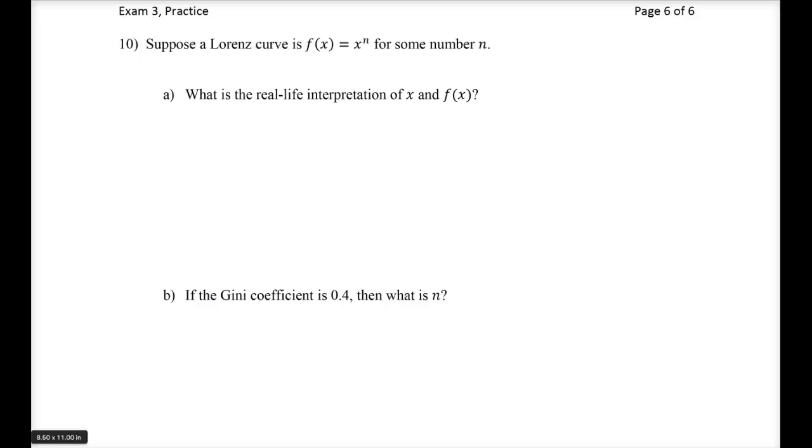And so what I want to do here, again, is to go to the notes to make sure that we see what's going on here so that you get the correct interpretation of what the x and the f of x, or the x and y values for the Lorenz curve, actually mean. And then after that, we'll go and do part B here.